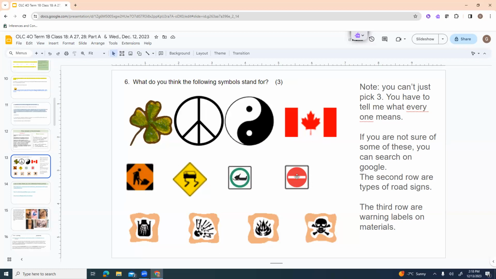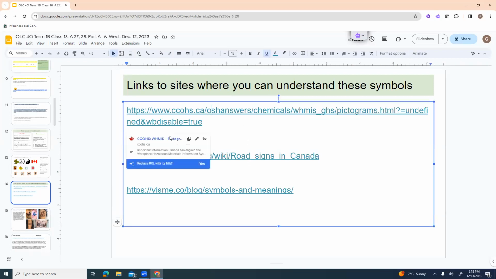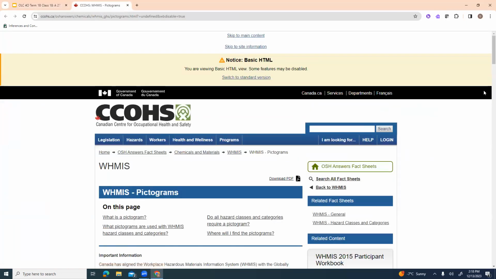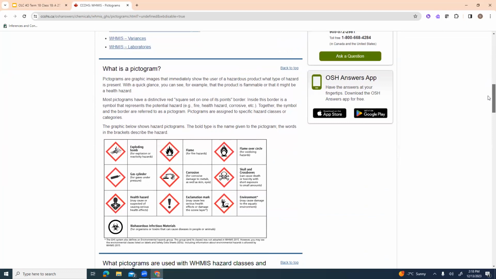This row, for example, these are all road signs. This one, these are all warning signs on material labels. These ones are kind of more generic. I kind of hope everybody can recognize this one. Here are some links to sites where you could understand the symbols if you're stuck. This one is from the Canadian Centre for Occupational Health and Safety, sometimes known as WHMIS, and it shows you right there what those symbols are and what they mean.